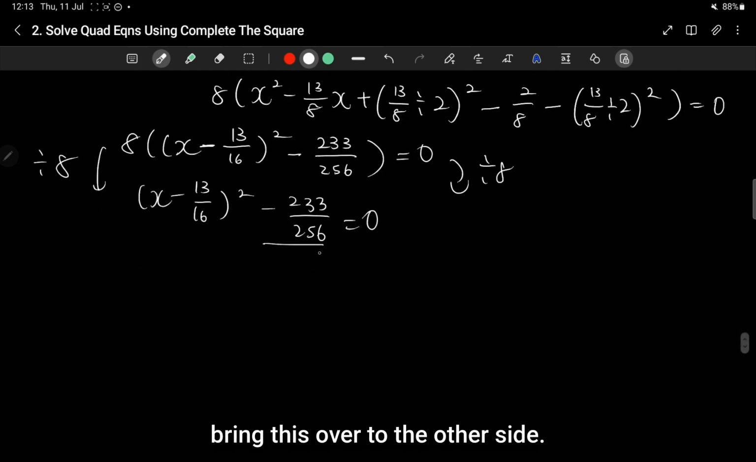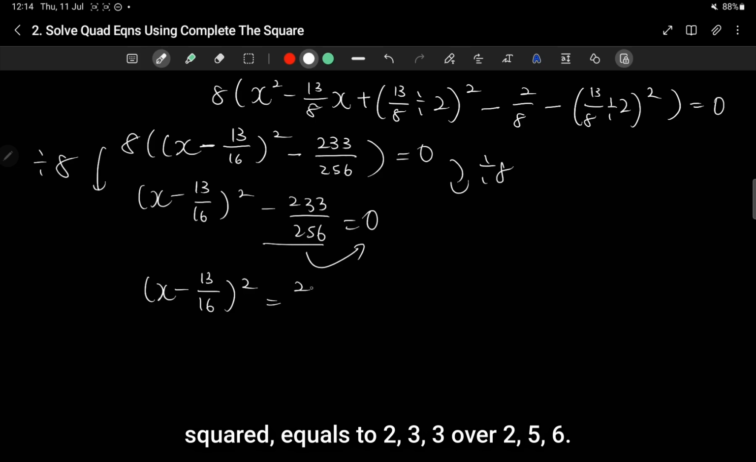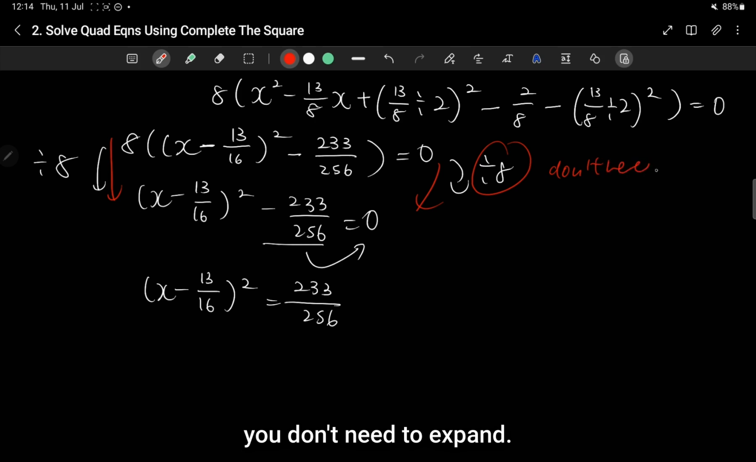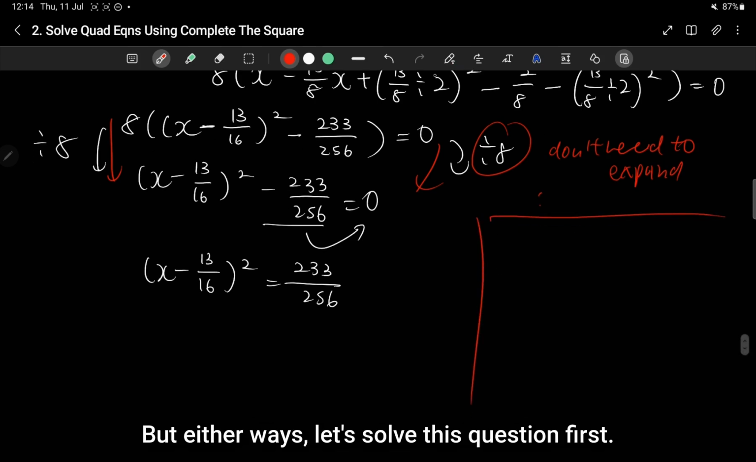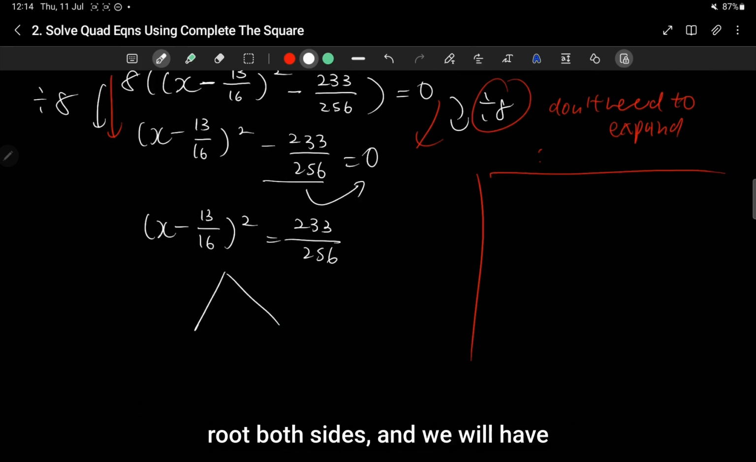And from here, we're going to bring this over to the other side. You will have (8x - 1 13/16)² = 233/256. Later on, I'll explain why you don't need to expand. But either way, let's solve this question first. So now we just need to square root both sides, and we will have two different values of x, right?